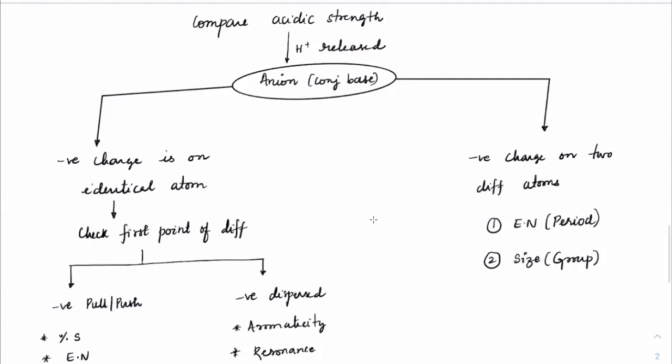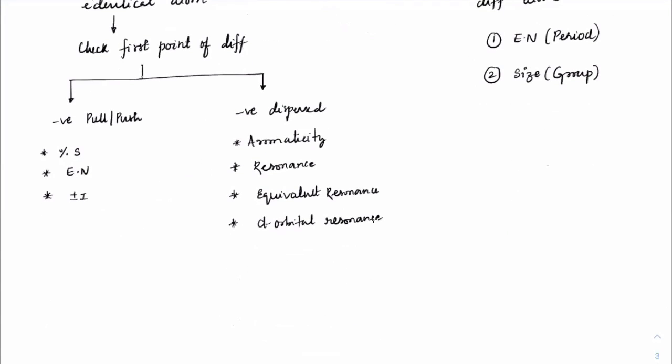Okay, students. So this is the brief synopsis of how we compare the acidic strength. Now, let us go factor by factor. What would be the factors that would affect the acidity? So first, we'll discuss factors affecting acidity.